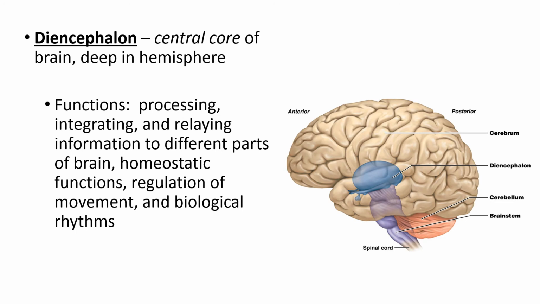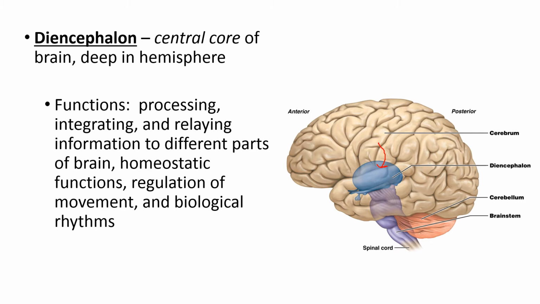The diencephalon was the blue mass that's deep, deep, deep inside of the brain. It's like the central core of the brain. And there are 4 distinct structural and functional parts that we'll look at in another video. For right now, I'd like for you to know the functions of the diencephalon. One major function is processing, integrating, and relaying information to different parts of the brain. So if you look at it, it's sitting right in the middle of the brain.